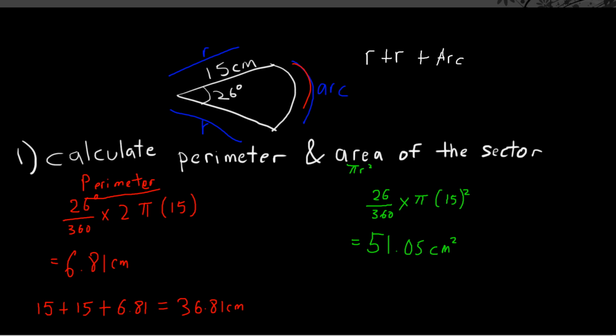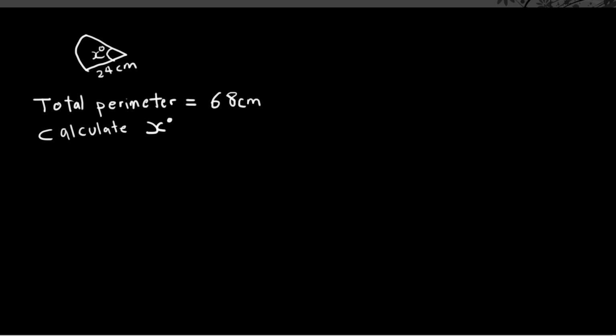Now let's move on to a different question. In this scenario, they've given you the perimeter. They've told you that the total perimeter of this sector is 68 centimeters. They want you to, in reverse, calculate the angle of x. Now, how do you calculate the angle of x? First, we need to identify the unknown factors. We need to find out the radius, which we know is 24 cm here, and the arc.